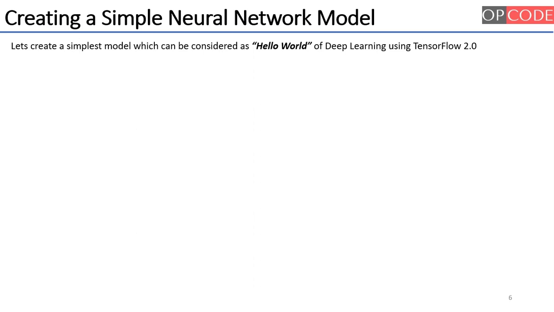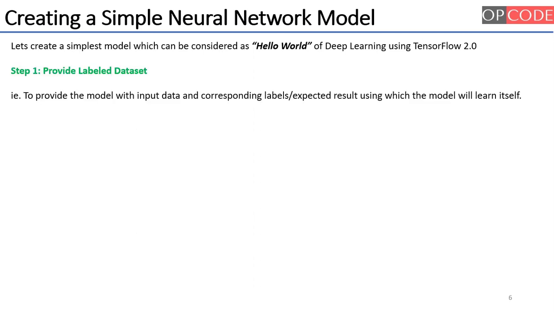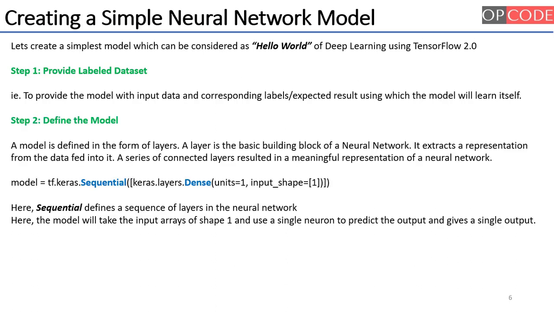Similar to that, in the neural network also, there are certain steps. The first step is to provide a labeled dataset. That is to provide the model with input data and corresponding labels or expected results, using which the model will train itself. The next step is to define the model.